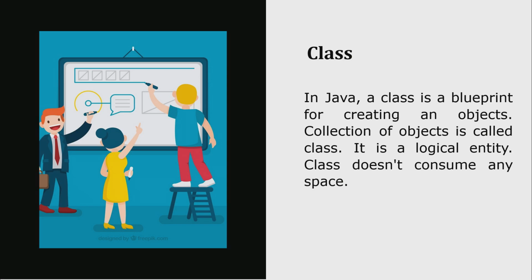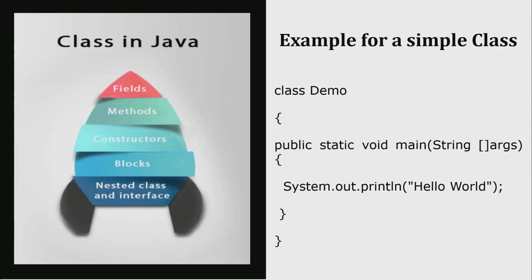A collection of objects is called a class. It is a logical entity. Since it is a logical entity, it doesn't consume any space in your memory. Here is a simple example for a class. This is the class Demo, with public static void main, the main method inside the class. Here I have written a simple message, hello world.